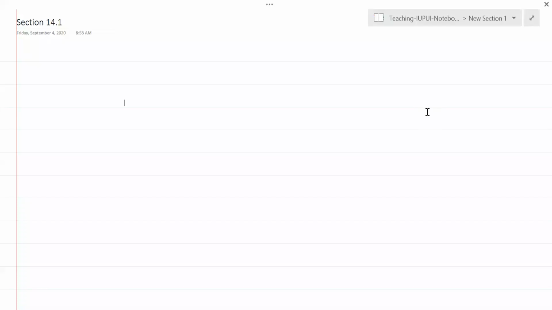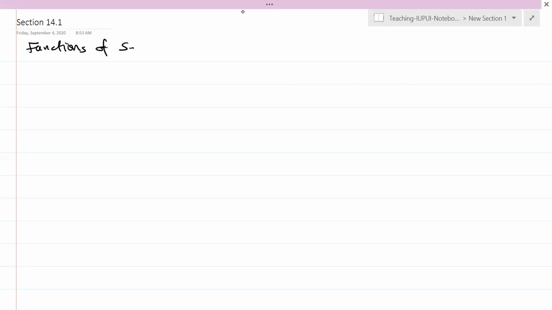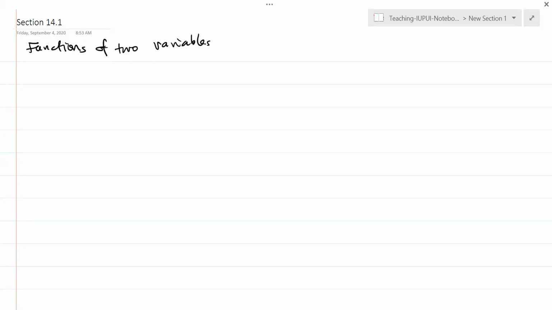So today's topic is about functions of several variables, but we have to begin with functions of two variables, right? Functions of two variables. Now, how do we define a function of two variables? Well, we have to understand the function of one variable, right?